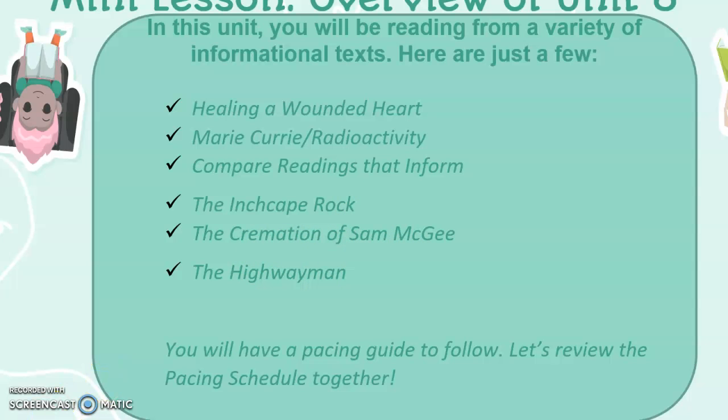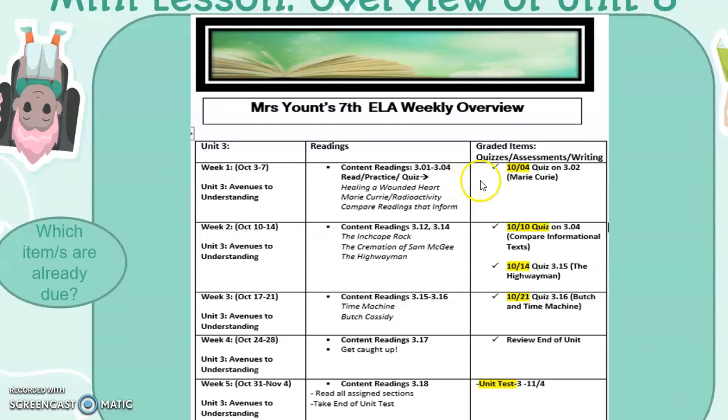So I've already uploaded the pacing guide, so please look under announcements. We're going to look at this together. So already we have due a 10.04 quiz on 3.02. So that was last week. I'm hopeful that y'all can get caught up. And then this week we have two items that are due. We have a quiz today on 3.04. It's comparing texts. And then you also have a quiz on the 14th on The Highwayman. So make sure that you're trying to keep up with the readings and that you're completing the quizzes.